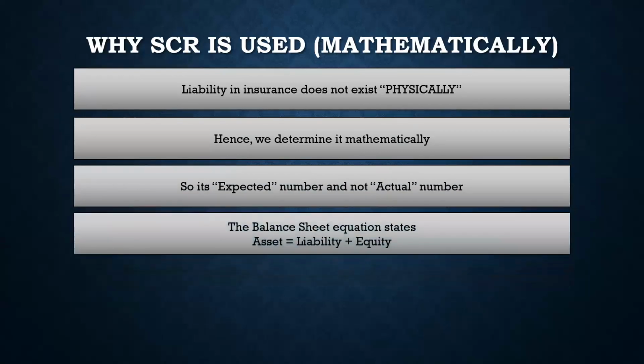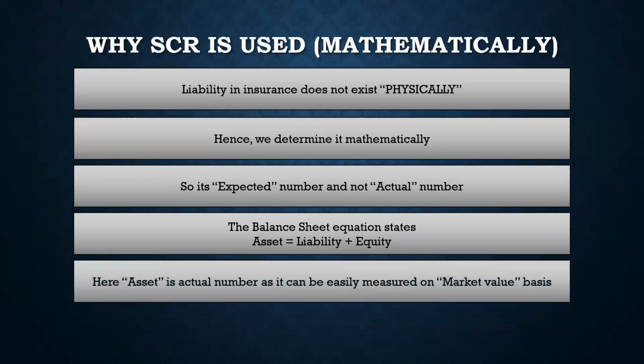Now the balance sheet equation, as I mentioned, states that asset equals liability plus equity. It was CT2 for our purpose, right? So asset equals liability plus equity. This is the basic balance sheet equation. I hope you will remember this.